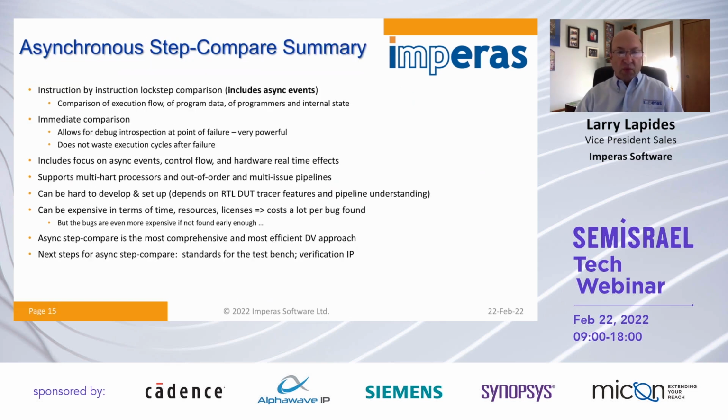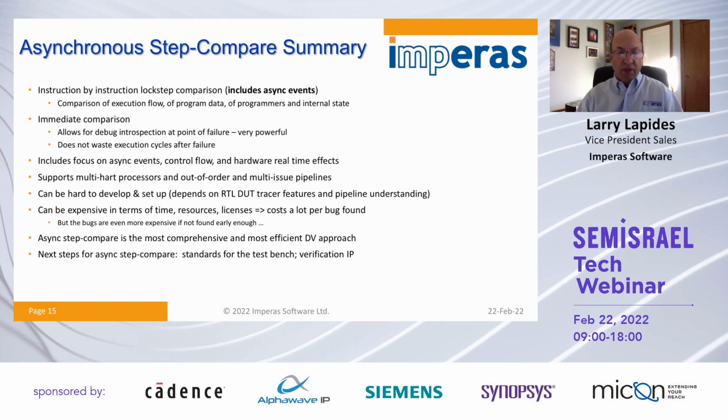So let's summarize what we're doing here with asynchronous step and compare. There's instruction by instruction lockstep comparison. It's an immediate comparison. It allows for debug introspection at the point of failure. That's very powerful. But it also, because it's doing that introspection at the point of failure, it does not waste execution cycles after failure. So it's focused on the asynchronous events. It supports multi-hart processors and out-of-order multi-issue pipelines.